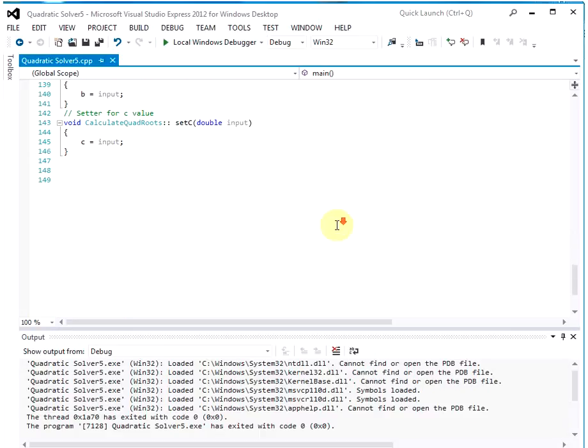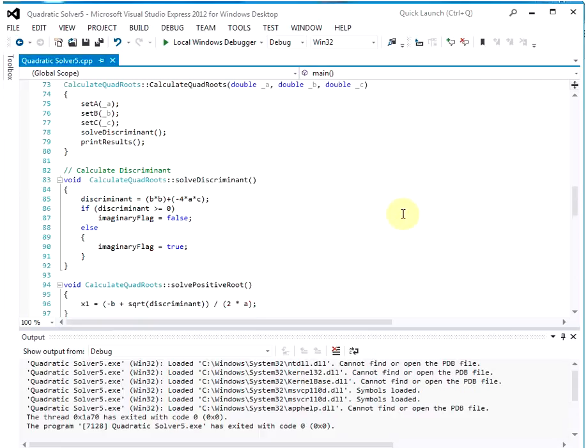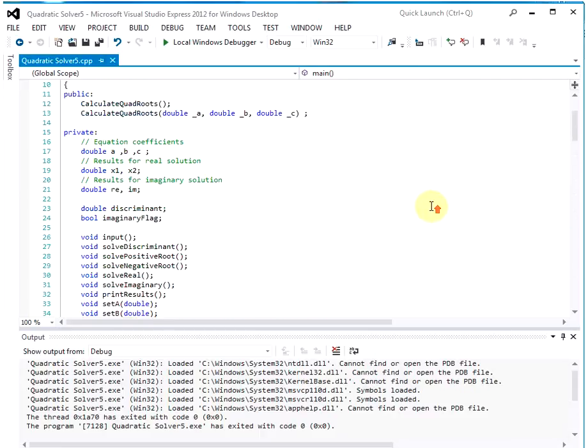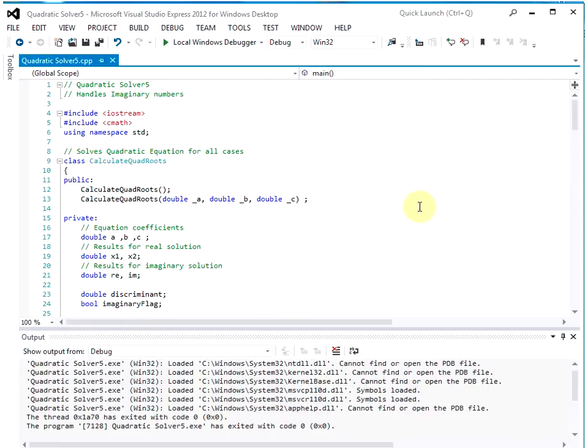Basically, the setters are what you would expect with setters. They're fairly straightforward. Okay, well, I'm going to show in the next video how to break this up into H files and implementation files. Very straightforward, very easy. But here's my quick solution to a quadratic formula, including imaginary numbers.